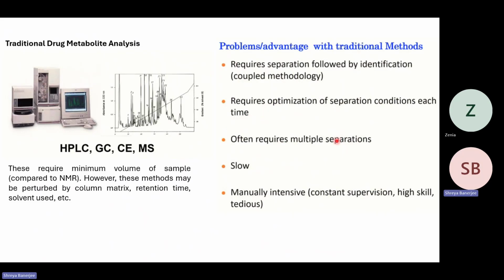Often multiple separations may be required, and it is a very slow and manually intensive process. You have to constantly supervise the experiment, and you need enough skill to do it. So these are all disadvantages with these traditional methods of drug metabolite analysis.